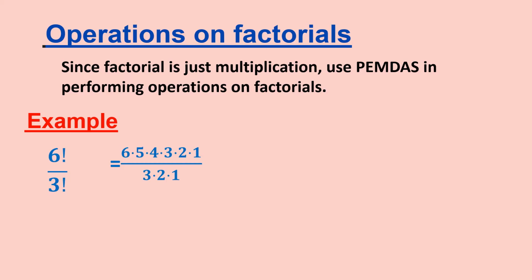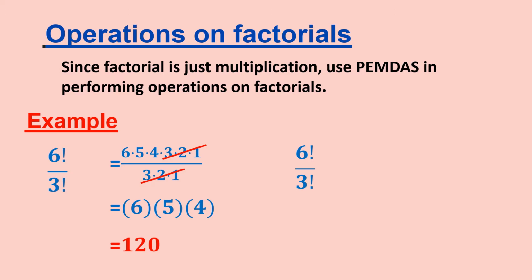And notice that since we have 3 times 2 times 1 on our numerator and we have 3 times 2 times 1 on our denominator, you can cancel those numbers, leaving you with 6 times 5 times 4. And that will give you the same answer, which is 120. Another method is using the recurrence relation.